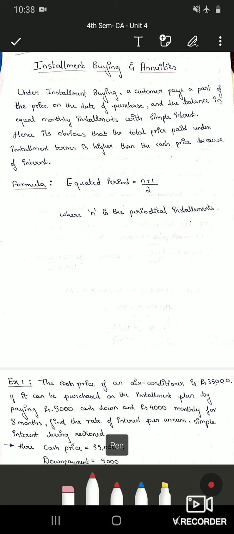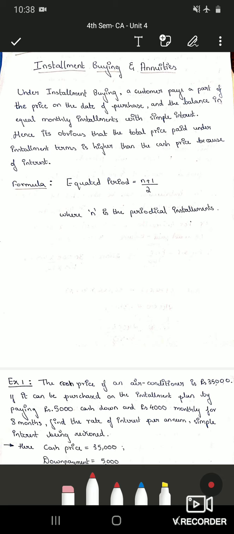So what is installment buying? Whenever you want to purchase some products which are very costly, many of them can't afford it at one payment. So what they do, they pay the price of that product in some installments. The installments will usually be in terms of months. So every month you're going to pay a part of money, and while purchasing you have to pay a certain amount which is known as down payment.